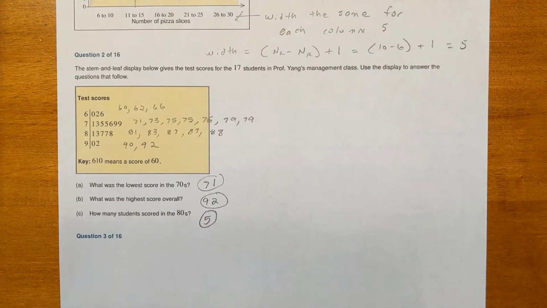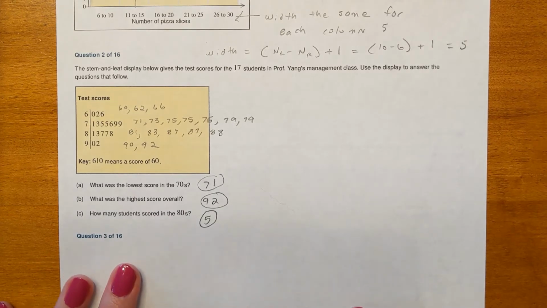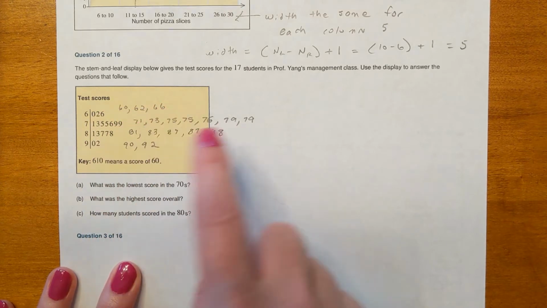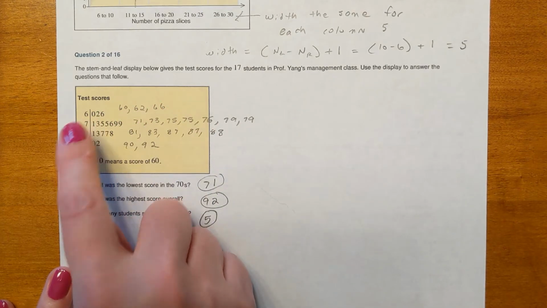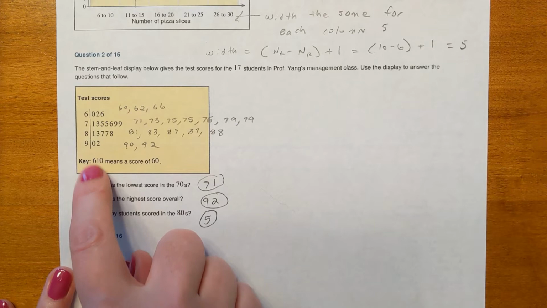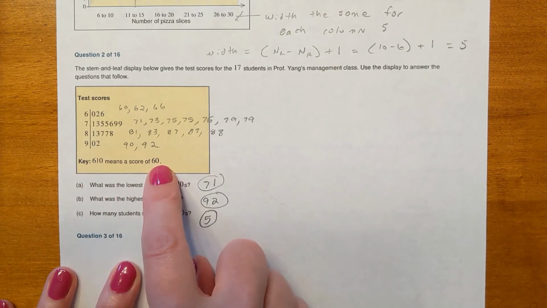Number 2, the stem and leaf display below gives the test scores for the 17 students in Professor Yang's management class. Use the display to answer the questions that follow. All right, so on a stem and leaf graph, they're trying to save space from having to write all the numbers out. So instead, that's the first number, and they use the key down here. The key is 6/0 means the number 60.